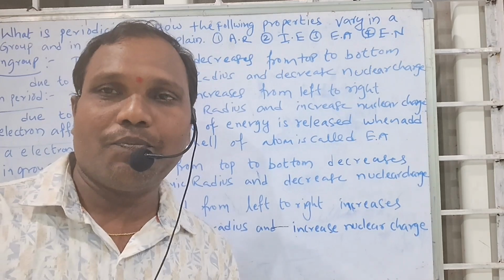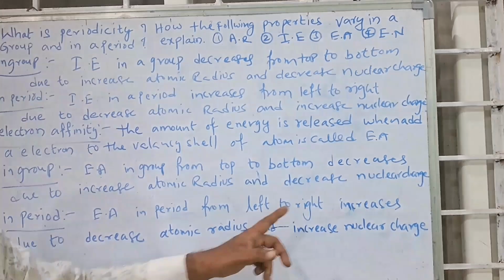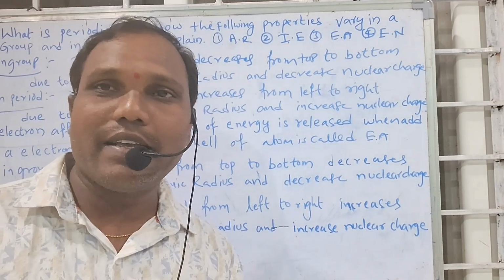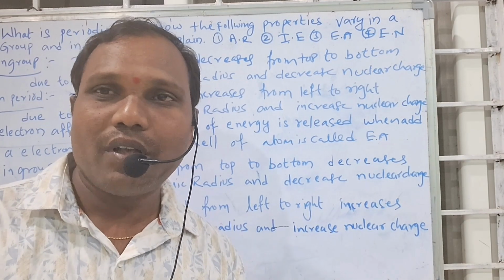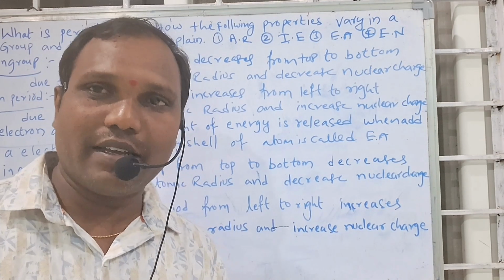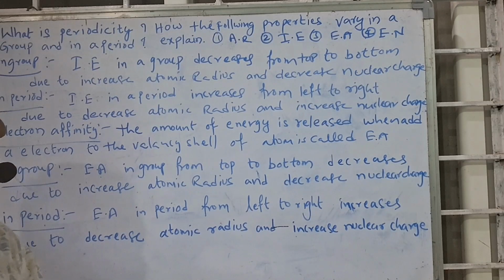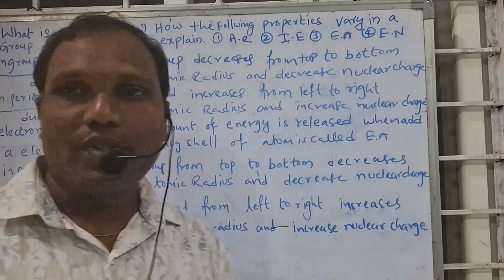In periods from left to right, electron affinity increases because atomic radius decreases and nuclear charge increases.